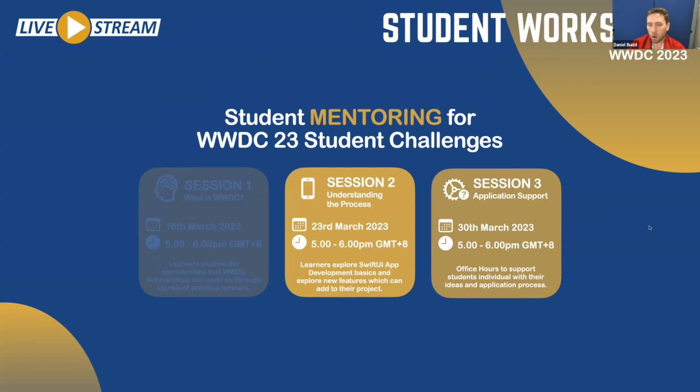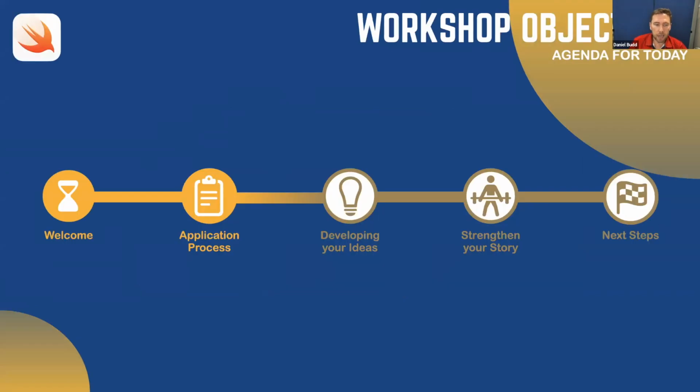But this is the second of 3 sessions. Next week, we're going to have office hours, which I'll explain a little bit more about as we progress. So for today, we are going to look at that application process, as I promised. We're going to look at how we could develop your ideas further and give you an idea of things you should focus on, ideas for how you can develop the functionality of your applications, but also strengthen your story. And then I'll give you some next steps of what you should start to focus on before next week and beyond. So it's a pretty jam-packed session.